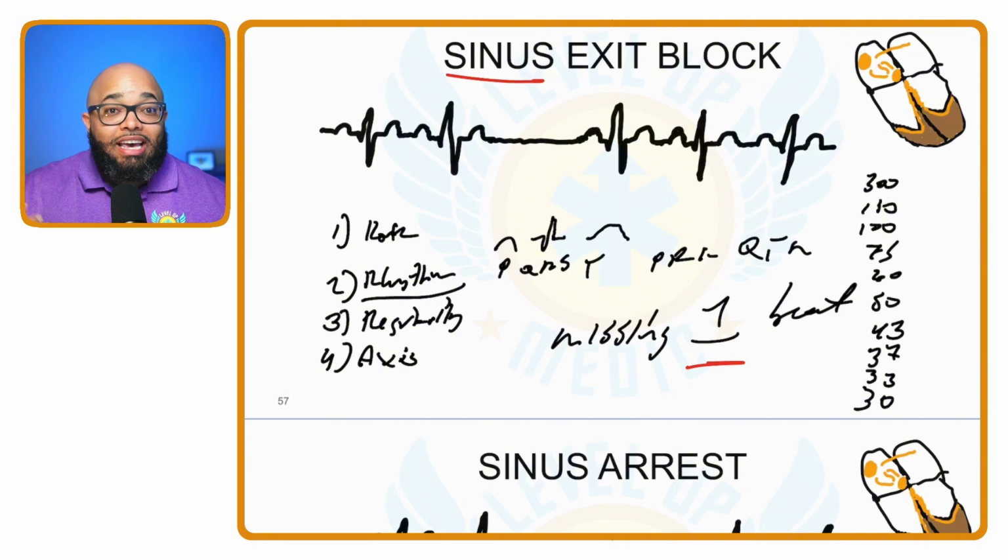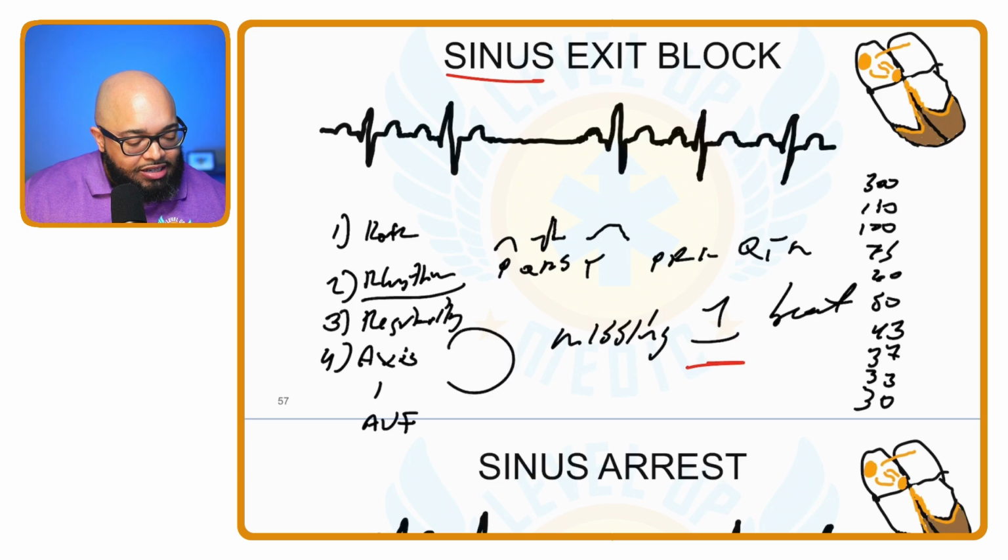Step number four is where we're going to look for axes. Remember this? I said you're going to look at two leads for axes. What are those two leads? We're going to look at lead one. We're going to look at lead AVF. Now, when it comes to axes, that's where you're trying to figure out, is it a normal axis, a left axis, a right axis, or extreme right axis deviation? Okay? And, of course, we're going to look at lead one.